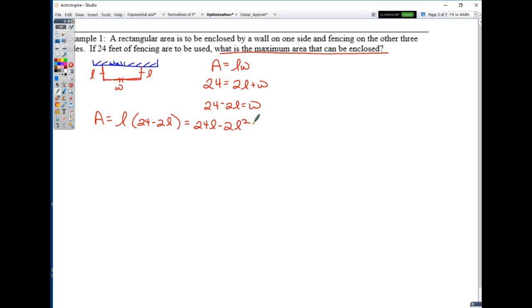Now, I've got this equation. This is where Algebra 1 comes in. I want to find the maximum area. What would you have done with your calculator?